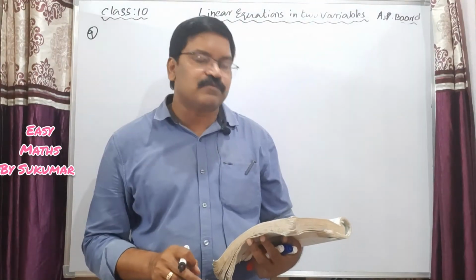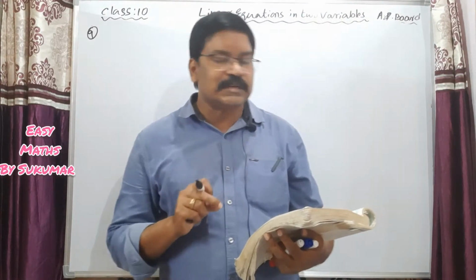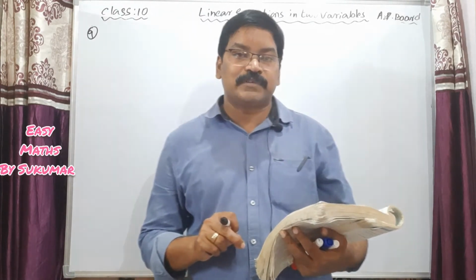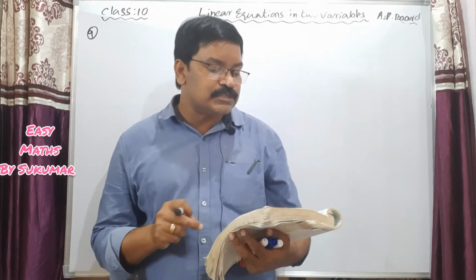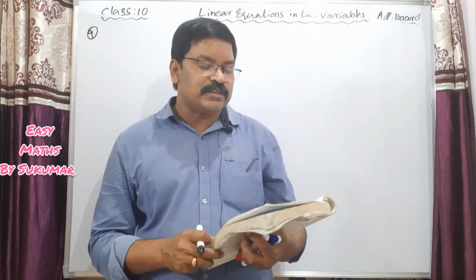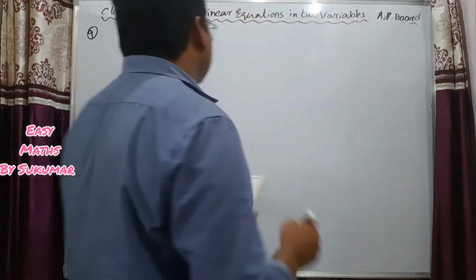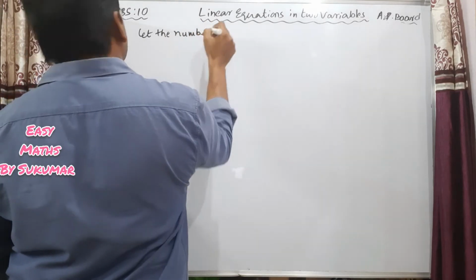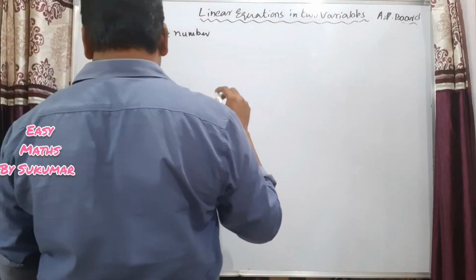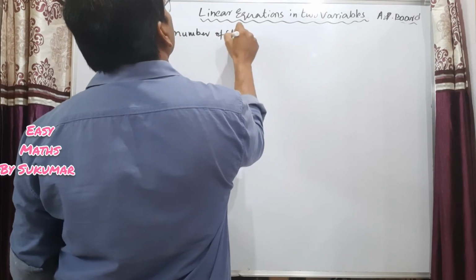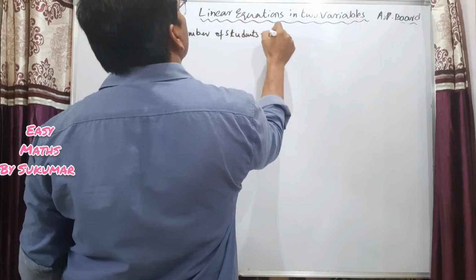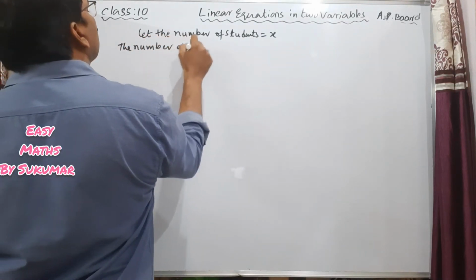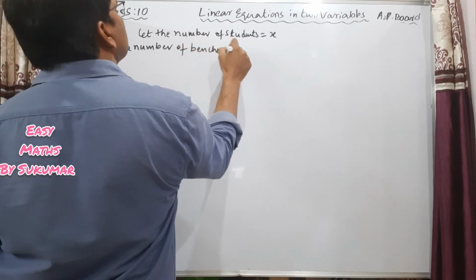Last question in this exercise 4.1, my dear students. In class 10th class, if 3 students sit on each bench, 1 student will be left. If 4 students sit on each bench, 1 bench will be left. Find the number of students and the number of benches in the class. Okay. Let the number of students is equals to x and the number of benches is equals to y. Okay.